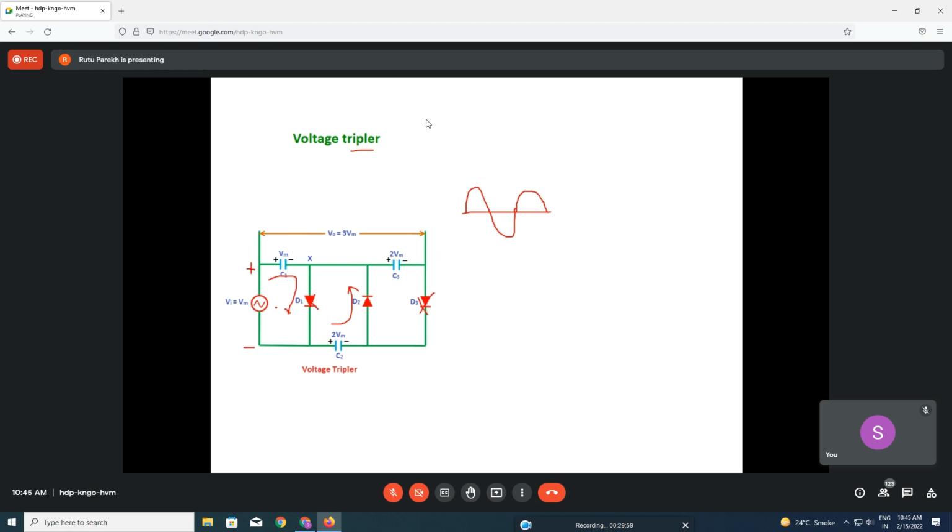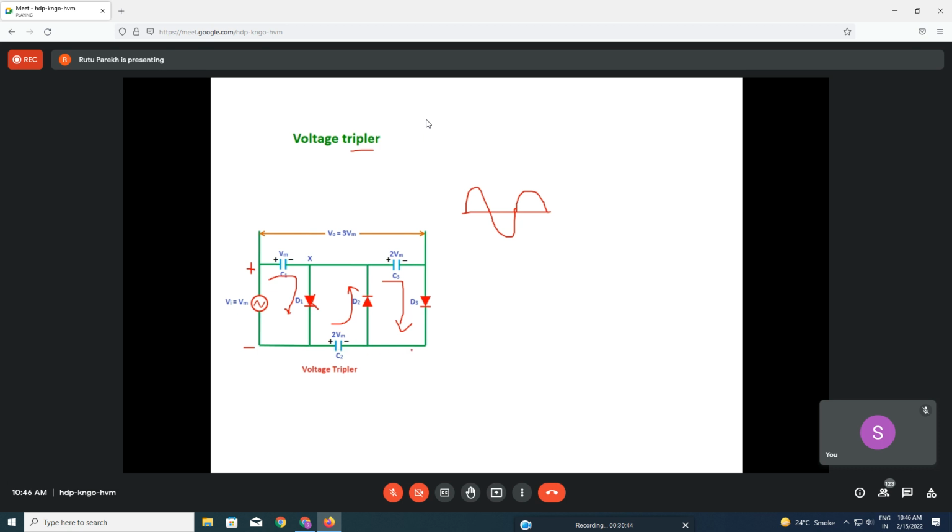Now this is forward biased. So let me mark this. This is conducting, and this is the direction of the current. Right? Yes. And then what will happen? Finally, we get 3 VM all over, charged. The capacitor C3 will be charged, and C1 will also be charged. So this will discharge, no? Yes, ma'am. This will discharge.